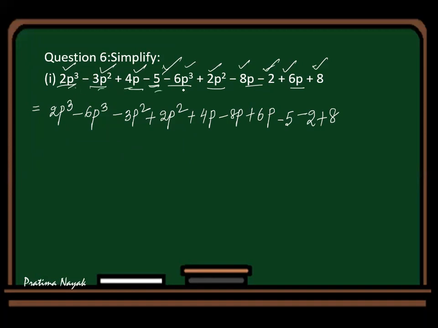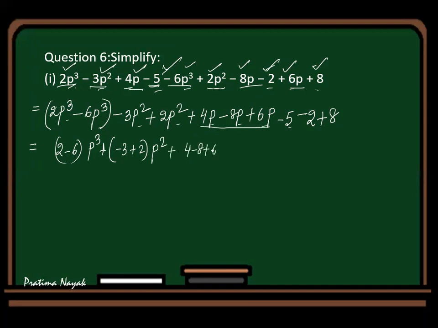1, 2, 3, 4, 5, 6, 7, 8, 9, 10. Okay. Then next is 2pq minus 6pq. So this will be 2 minus 6pq. Next is your p square, minus 3 plus 2, p square. Then see here, there are 3 p's. So it will be 4 minus 8 plus 6p. Then your number. Numbers you can simplify: minus 5 minus 2 gives you minus 7, minus 7 plus 8 gives you 1. So the number is simplified.